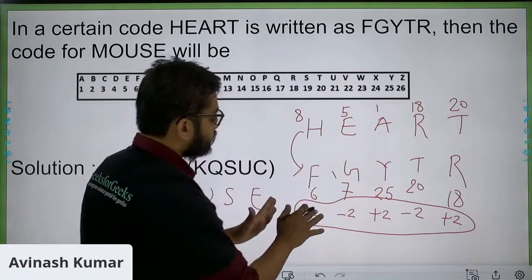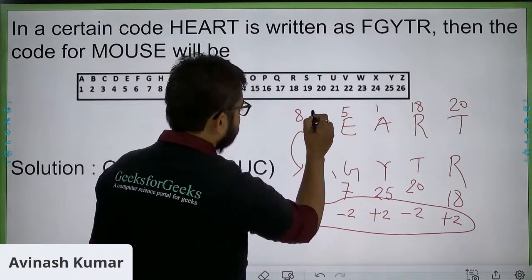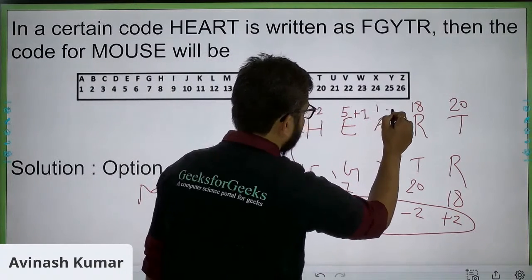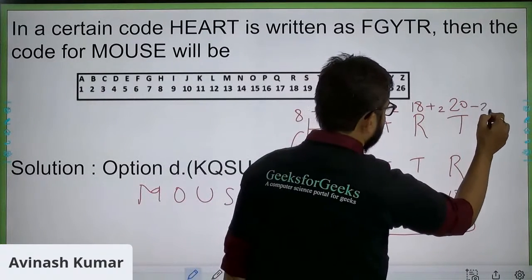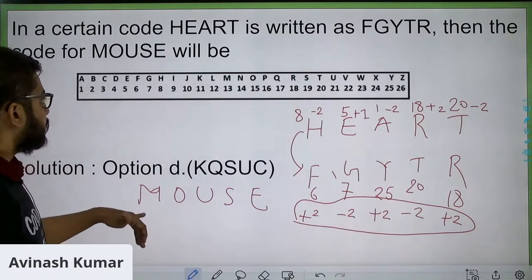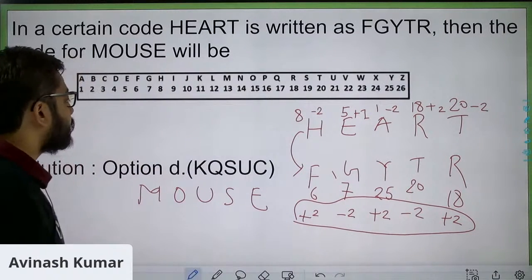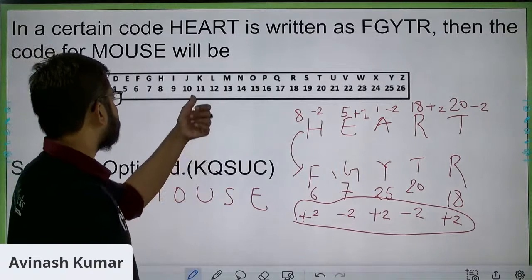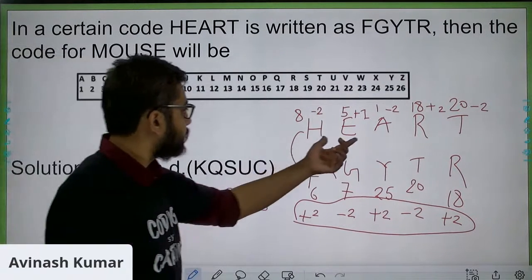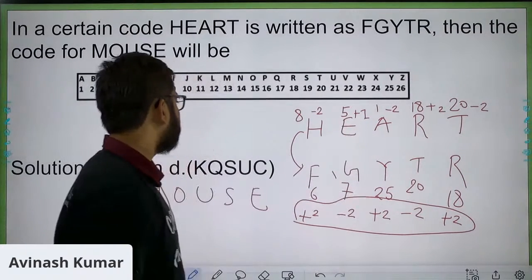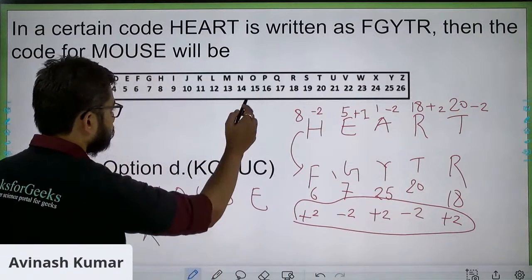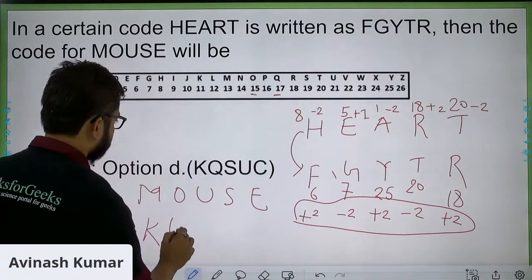If I am going to see this, 8 minus 2, this is minus 2. Okay. This is plus 2. This is minus 2. This is plus 2, and this is minus 2. For this word I am using the same one. The first one is minus 2. M is what? 13. So 13 minus 2 is 11. 11 is K. Then again E is here, it's like plus 2. So O plus 2 will be Q.